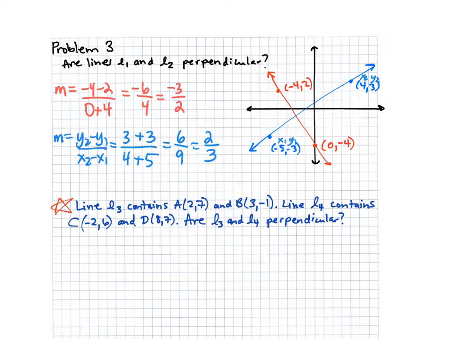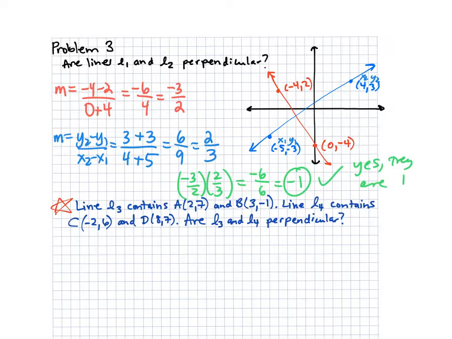So if one of them has a slope of -3 over 2, the other is 2 over 3. If we multiply them together, -3 over 2 times 2 over 3, multiply across, -3 times 2 is -6. 2 times 3 is 6. This is -1. So yes, they are perpendicular, and that's the symbol for perpendicular.